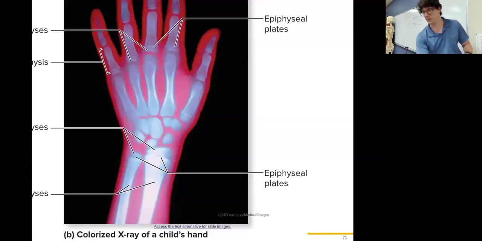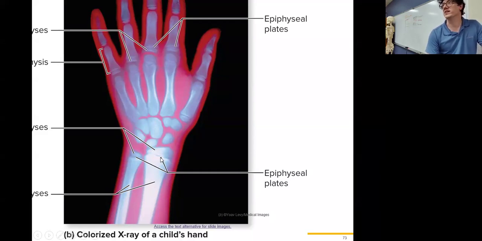Now, this is an example of an X-ray. We can see these dense regions of bone. Would you say that this is a child or an adult? I want you to pay attention to these lines. So what do you think? Kid or an adult? Why? They haven't fused all the way.